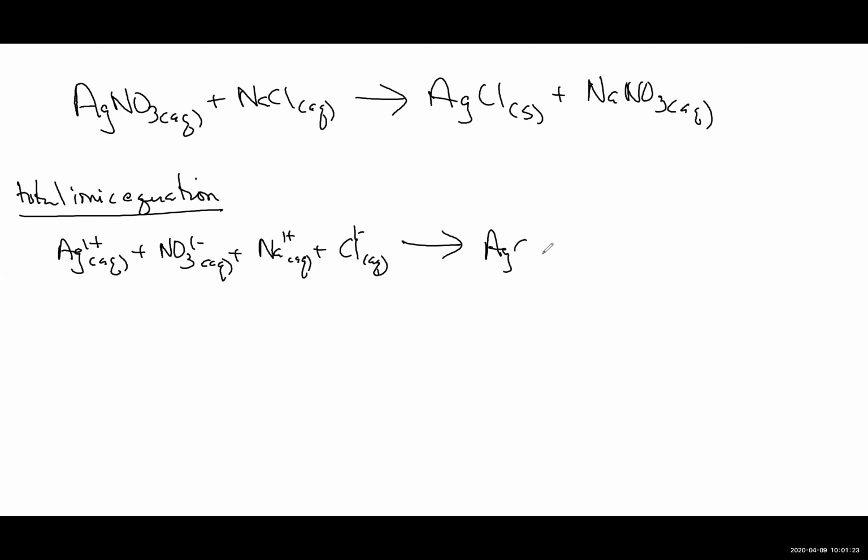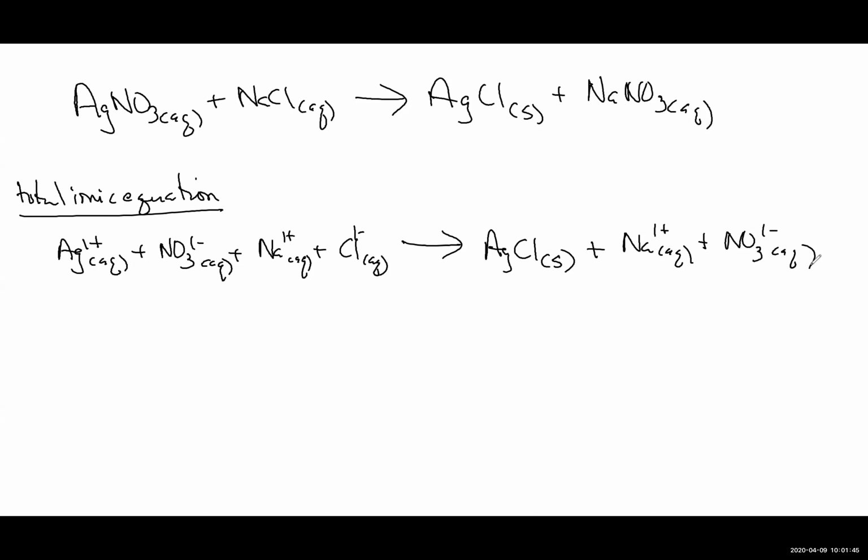The silver and the chloride are no longer going to be ions floating around in the solution because they're going to join together and form a solid, the precipitate. But I'm still going to have sodium ions floating around, and I'm still going to have nitrate ions floating around. So this is my total ionic equation. It's showing me everything I have to start with and everything that I have to end up with.